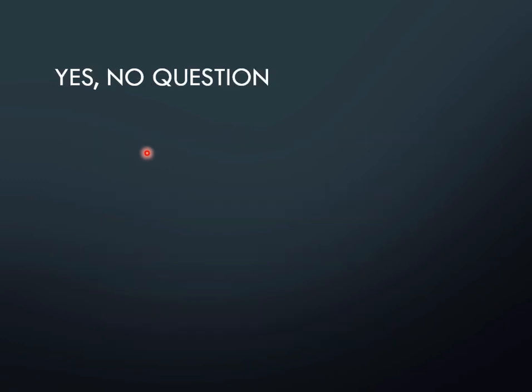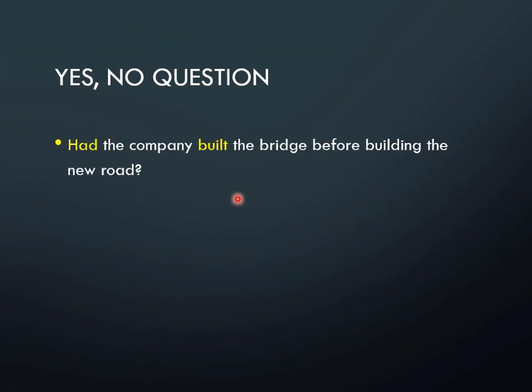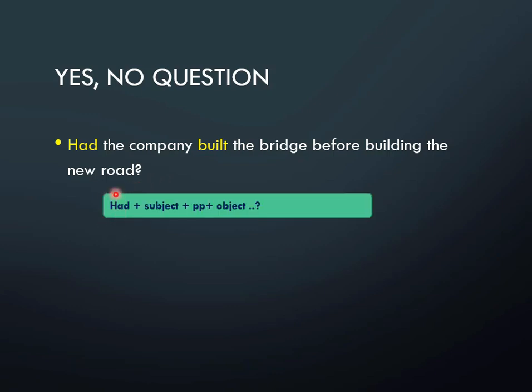Here we come to the yes, no question. As I mentioned before, we have two types of questions, yes, no questions and WH questions. In this slide we are going to look at the yes, no questions. How can we form a yes, no question in the active voice in the past perfect? We start with the verb had at the beginning, then the subject company, and after that comes the PP and the object, and you can complete the complement as you see. Had the company built the bridge before building the new route? What's the structure we followed here? We started the question with had, subject, PP, and after that we write the object.